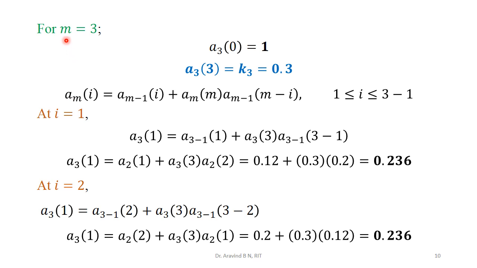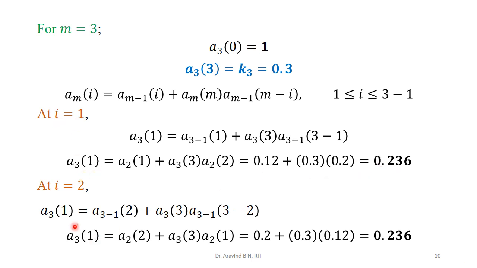Since this is order 3, we need to get into m is equal to 3. We are making use of the similar procedure. So A3 of 3 is K3, that is equal to the value given in the data, and then one more formula where we are going to apply. In this case, I will take the range from 1 to 2. Therefore, at I is equal to 1, we get A3 of 1.